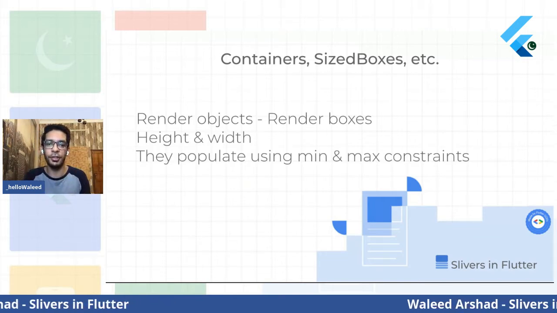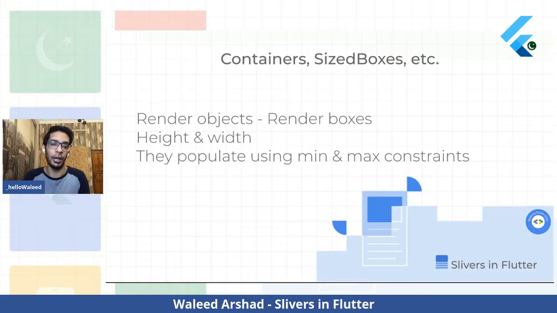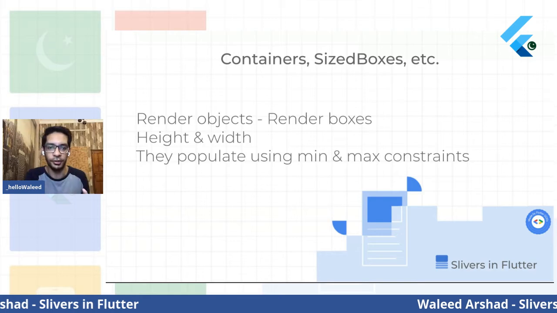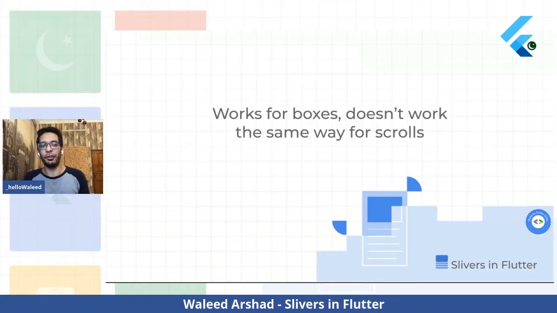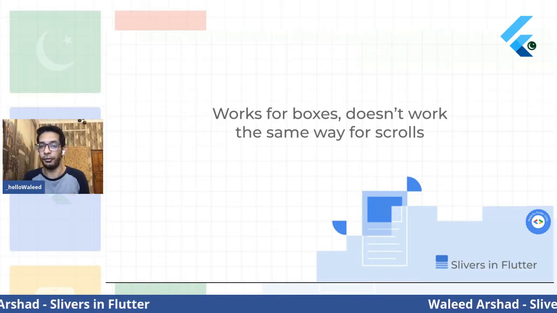So that's why all of these things use render boxes, and they populate through min and max constraints. That's just an overview of how normal things work. This doesn't work the same way for scrolls. It works for boxes, but it doesn't work the same way for scrolls.